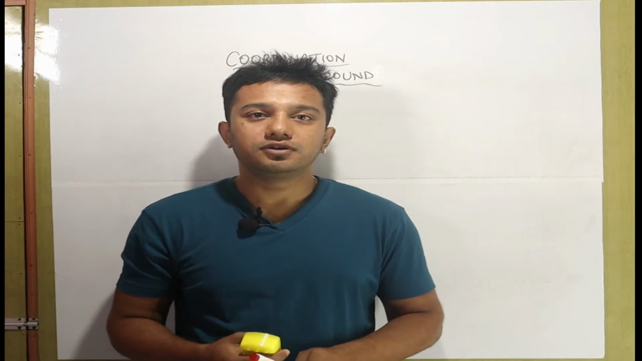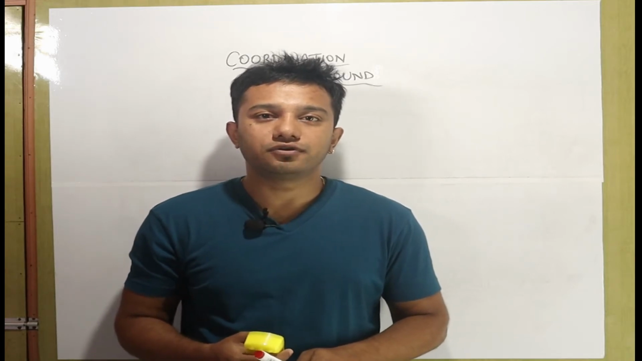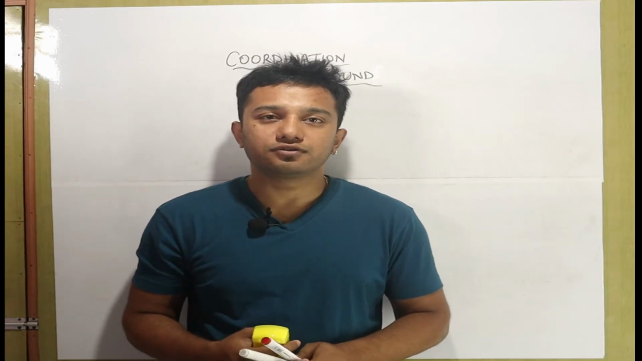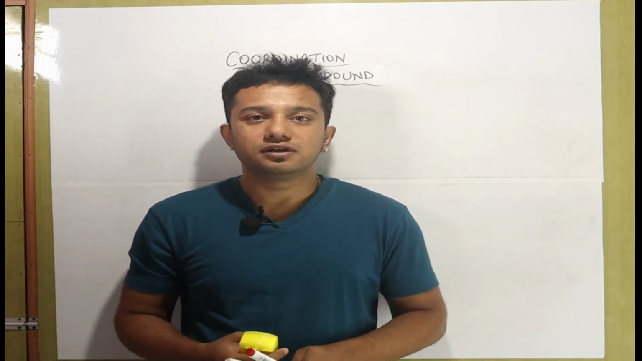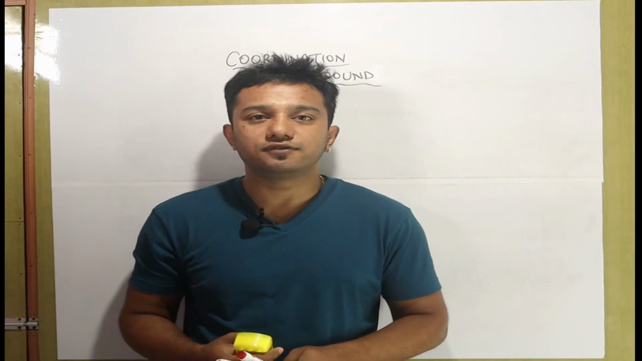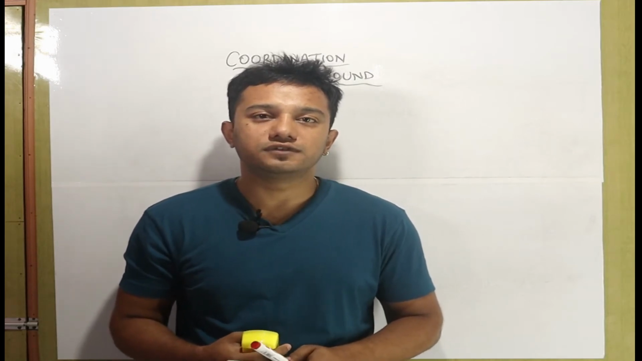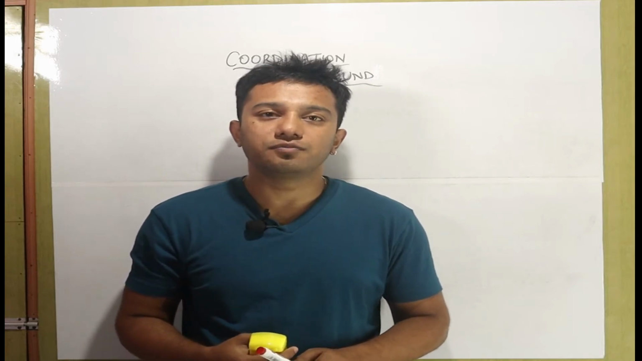Hello everyone, today we shall start part 2 of coordination compounds. In part 1 we studied what coordination compounds, double salts, ligands and different types of ligands are, and also learned how to find the oxidation state of the central metal ion. Today we shall learn the IUPAC nomenclature of coordination compounds.